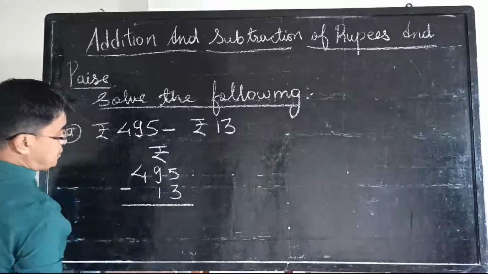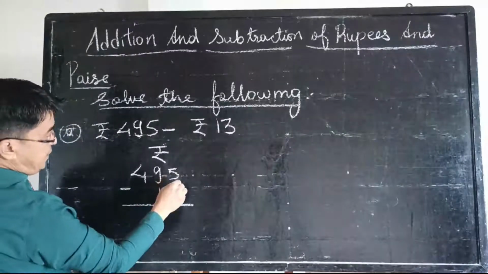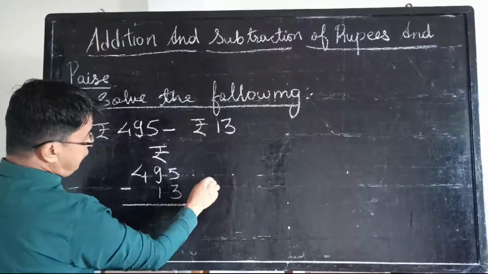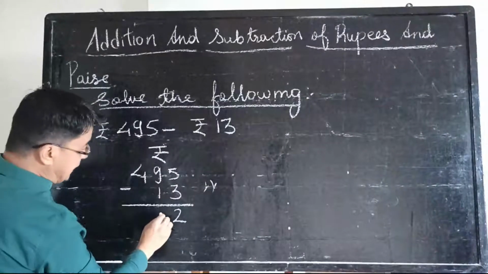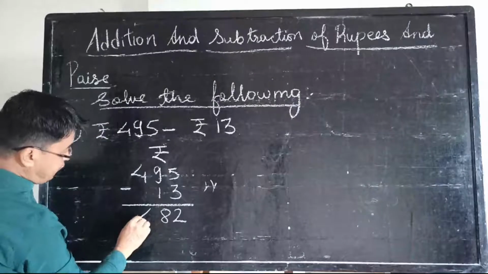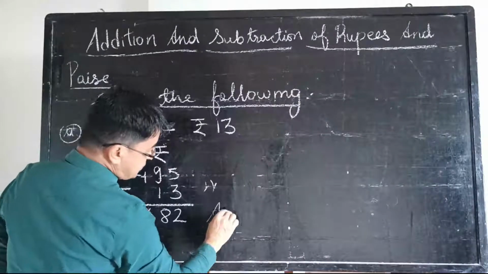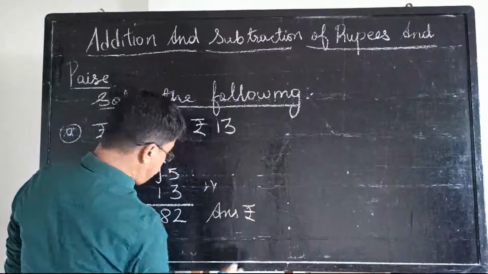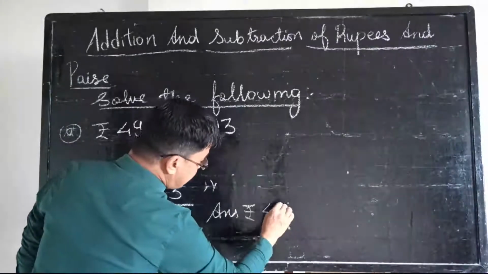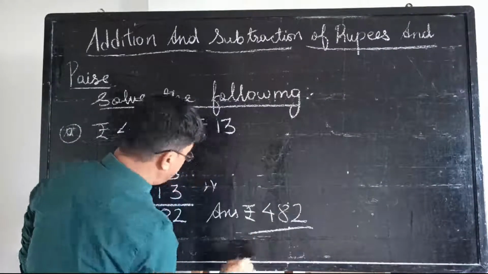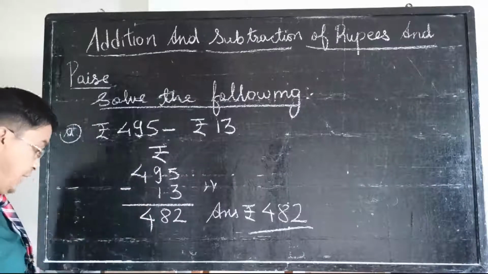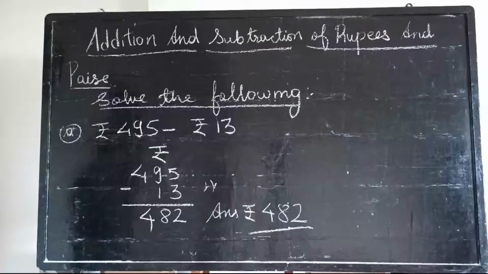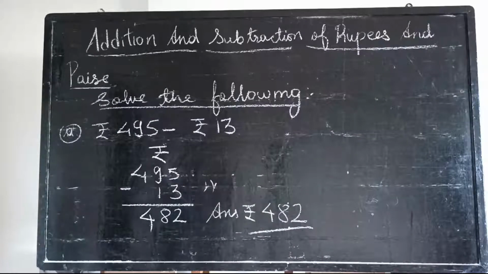495 rupees minus 13. Now 5 minus 3, 2. 9 minus 1, 8. 4 minus nothing, 4. So the answer is rupees 482. When you subtract 13 from 495, we get 482 rupees. Now we'll do the next example.